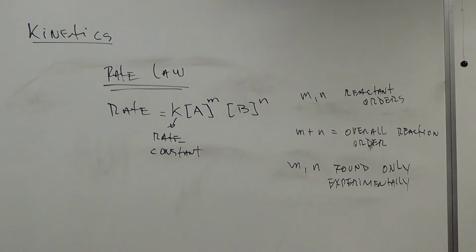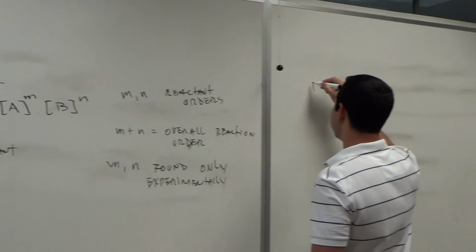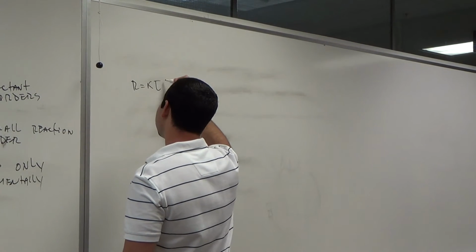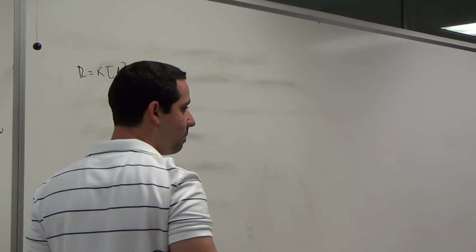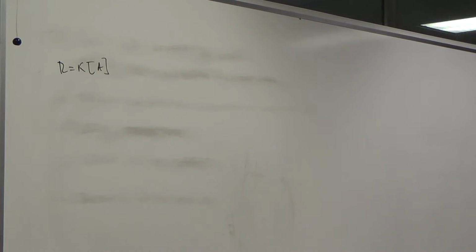What were we talking about? The rate law and then M and N are only found experimentally. Let's say I find M, and M in that place is equal to what?